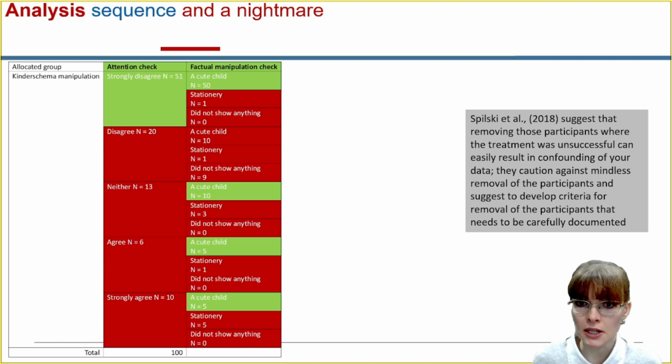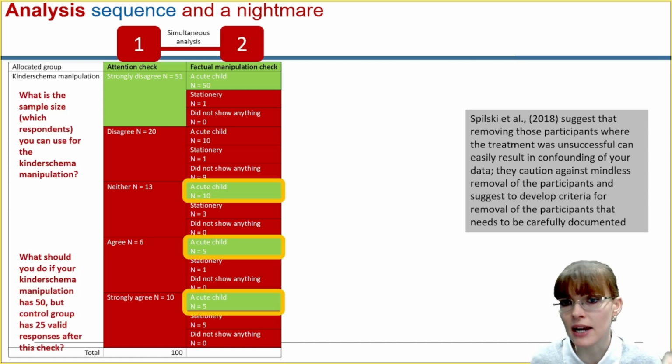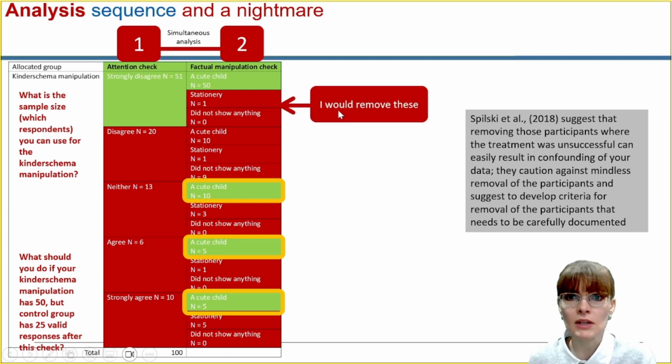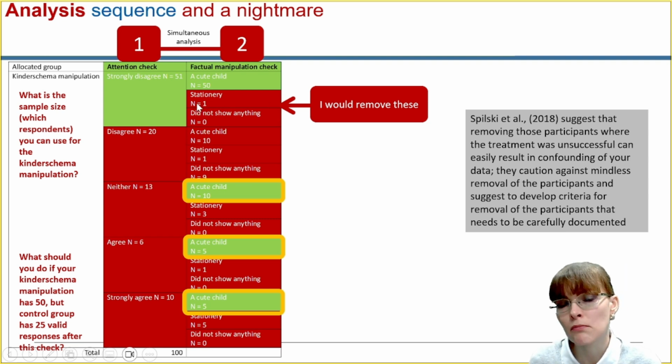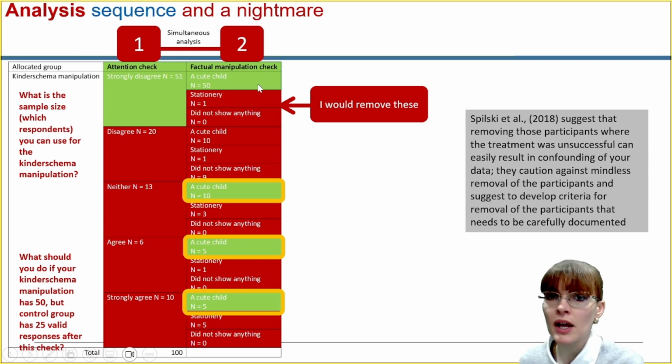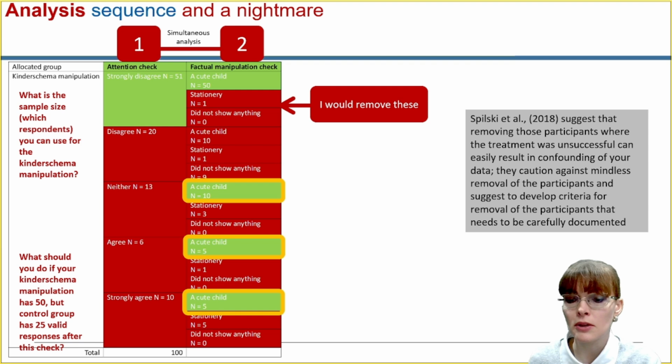So if I look at all of these nightmares that I currently have on the screen, what would I do as a researcher? Now, this is my personal preference. I would definitely remove these people because they paid attention to the question, but on my actual factual manipulation check, they made a mistake. In this case, I cannot be sure that they were not on their phone and that they actually saw the message that they were supposed to see, that they processed my manipulation quite thoroughly. So I would definitely remove these people.